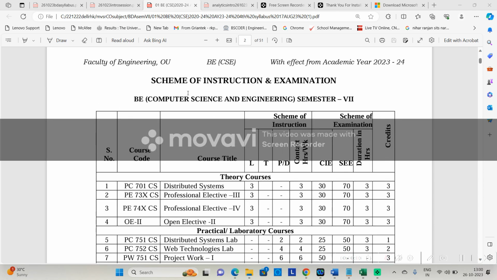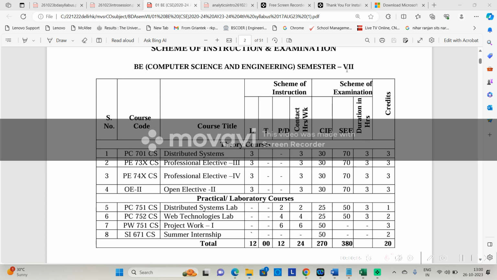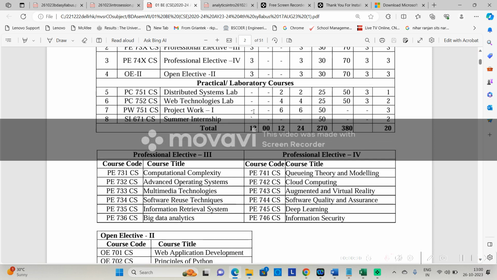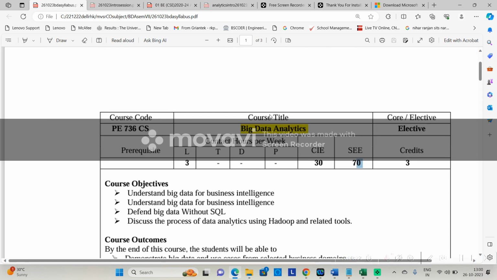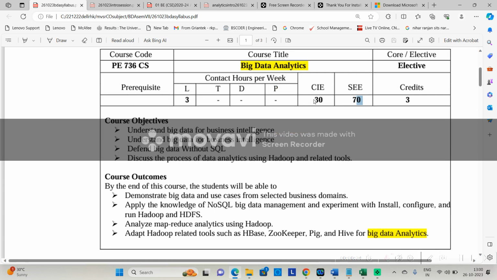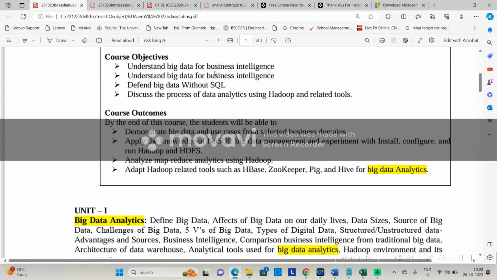This session is for semester 7 computer science and engineering students for the subject Big Data Analytics. The course code is PE736CS. Let us look at the syllabus contents. The course title is Big Data Analytics. The course objectives are understanding big data, understanding SQL, NoSQL, understanding Hadoop and related tools.